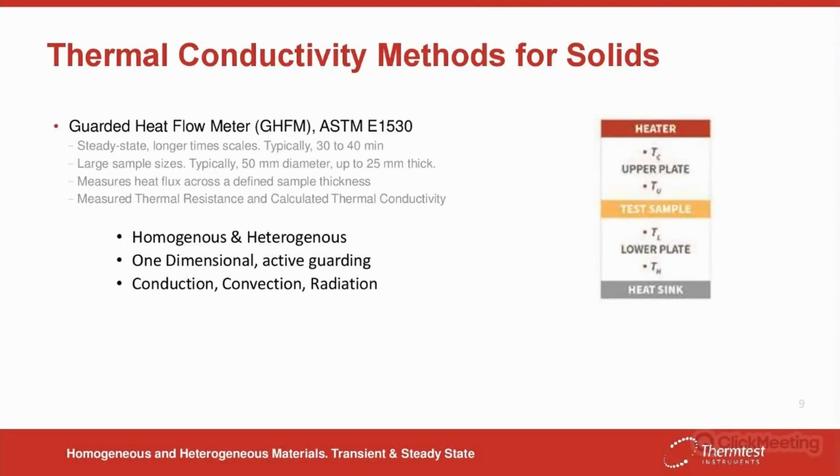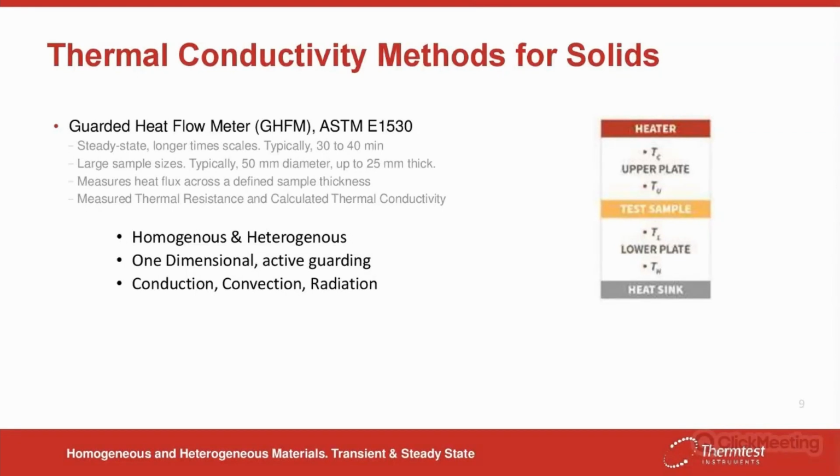Larger sample sizes, again, different from the heat flow meter for insulation materials. The guarded heat flow meter typically has a defined diameter of 50 millimeters to 50.8, or 2 inches, and up to 1 inch or 25 millimeters thick. This method measures the heat flux across a defined sample thickness, measured by the instrument itself. Precision on the measured thickness ensures accurate thermal resistance calculation.